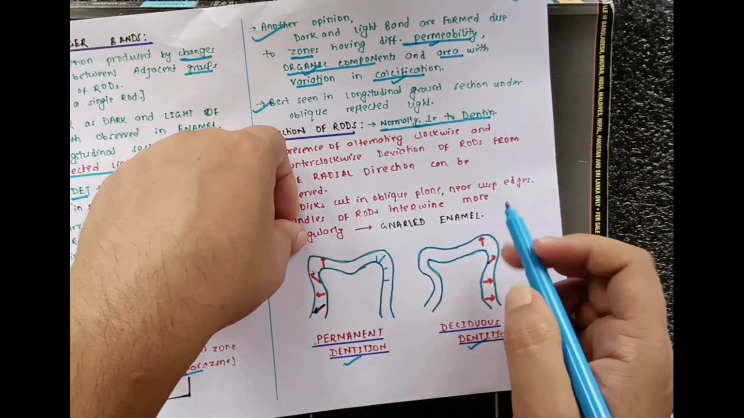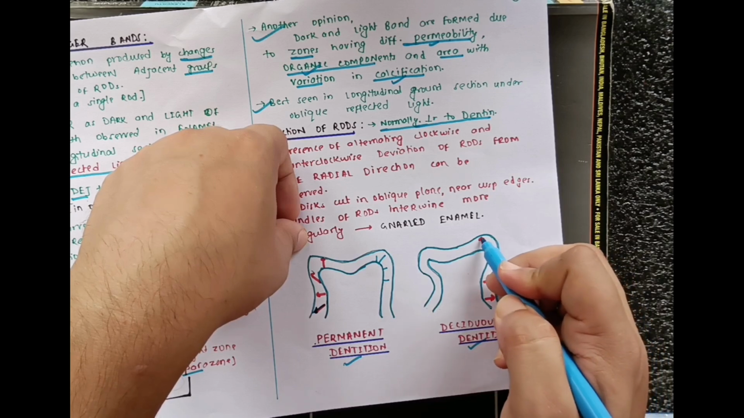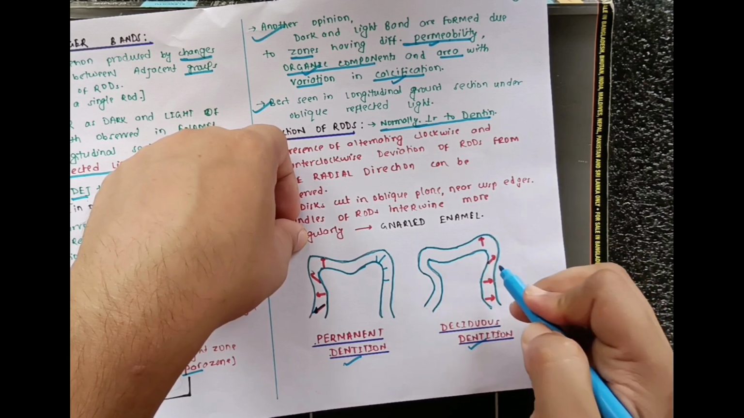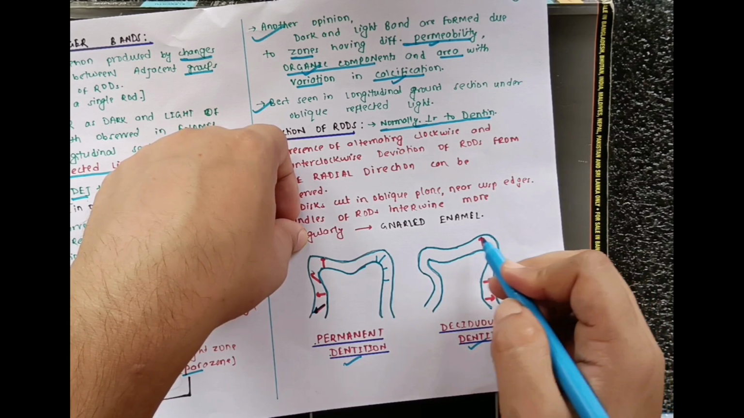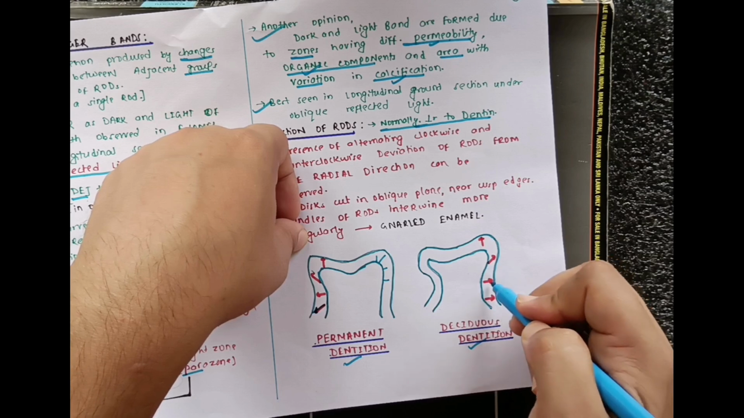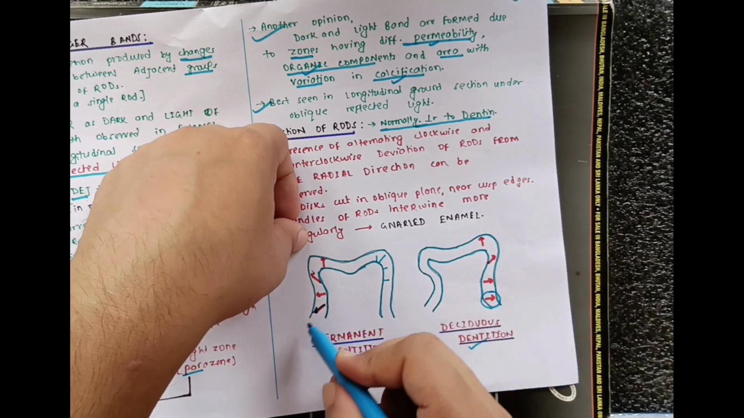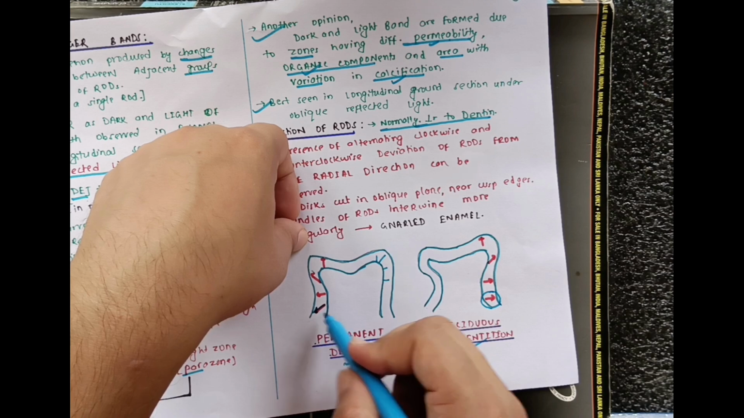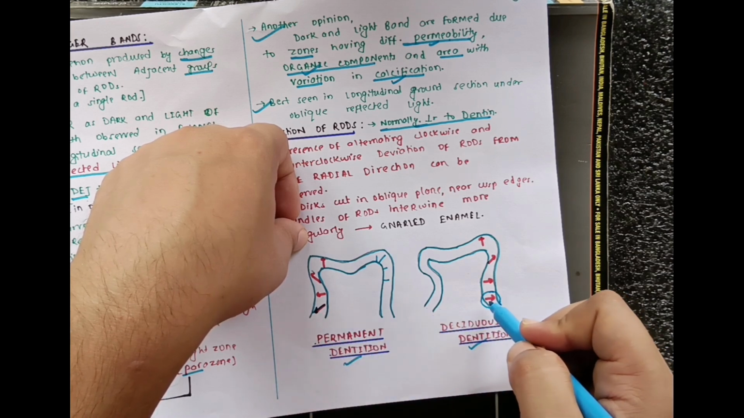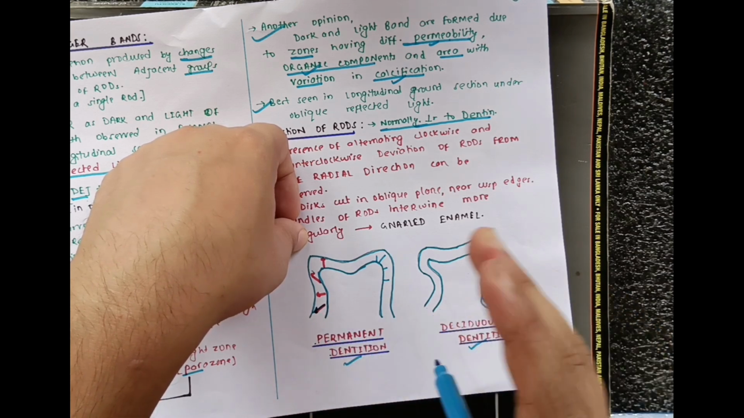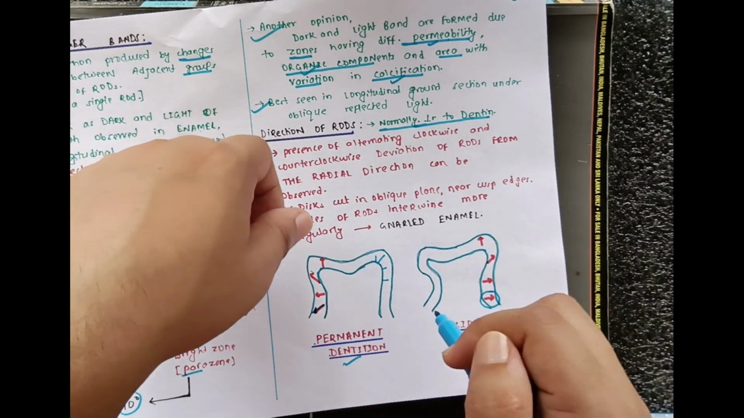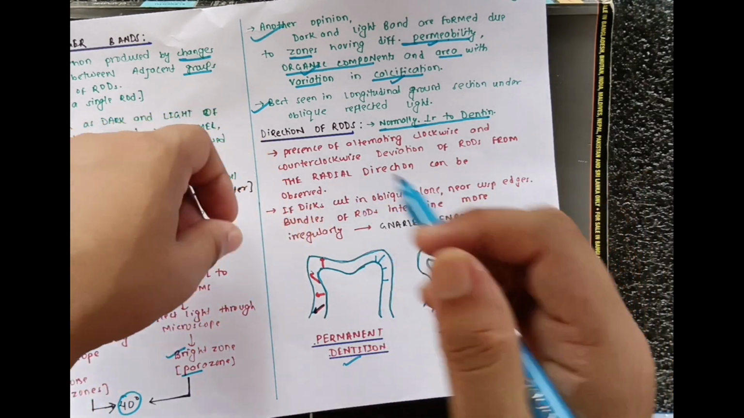Here in the deciduous dentition there is a vertical orientation at the cusp, oblique below it, and horizontal below it, and also horizontal below that. So in the cervical region of permanent dentition it is directed apically, but in the cervical region of deciduous dentition it is directed horizontally, not apically. So this is to be remembered properly.